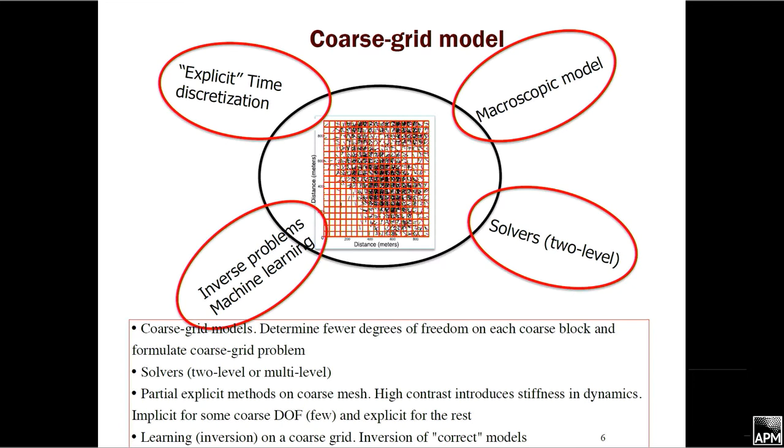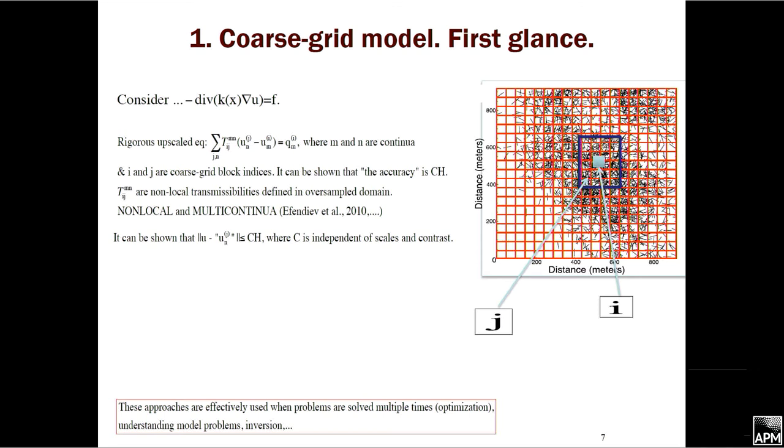This is a coarse grid model at first glance. I will do maybe two levels of first glance, because the theory behind it is a bit more numerical and maybe a bit confusing. If you look at this diffusion equation, a typical macro scale model looks like this. U is a pressure, for example, and I have an average pressure for each coarse grid block. If I use effective medium theory, it will be K star grad U star, which means that for each coarse grid block I have one average pressure.